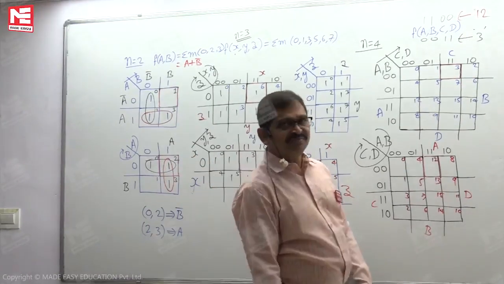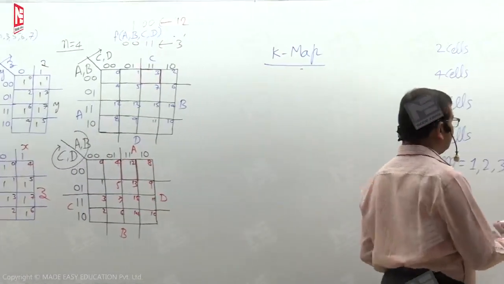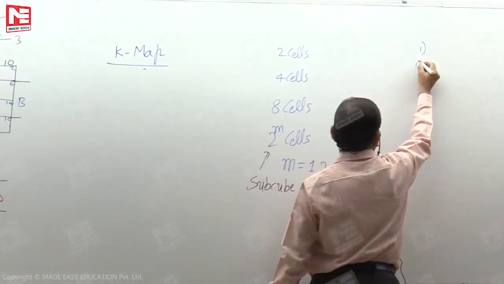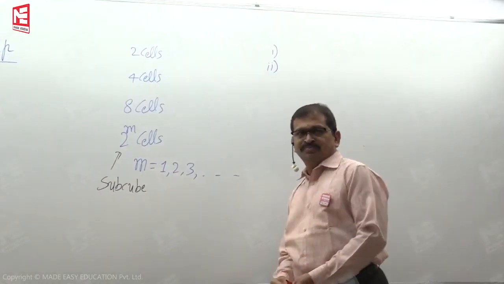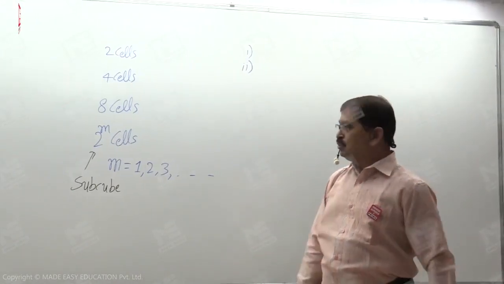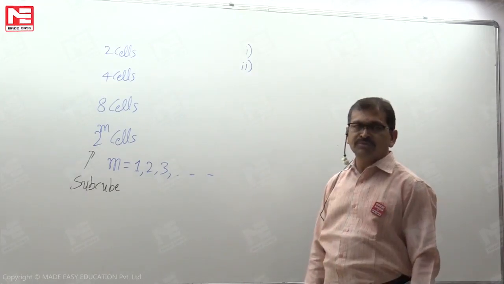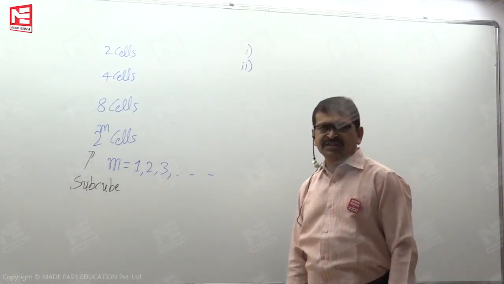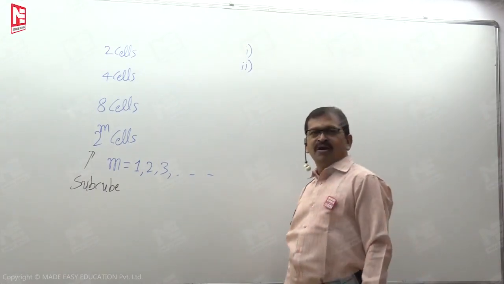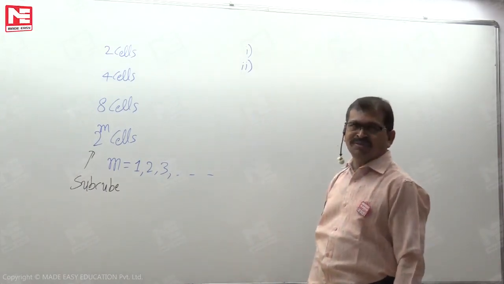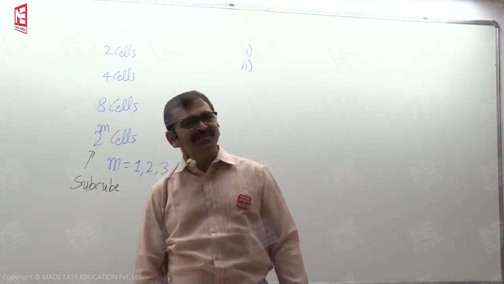Later, the next point, note down. Mark all possible two-cell subcubes such that they should not be part of any larger size subcube.